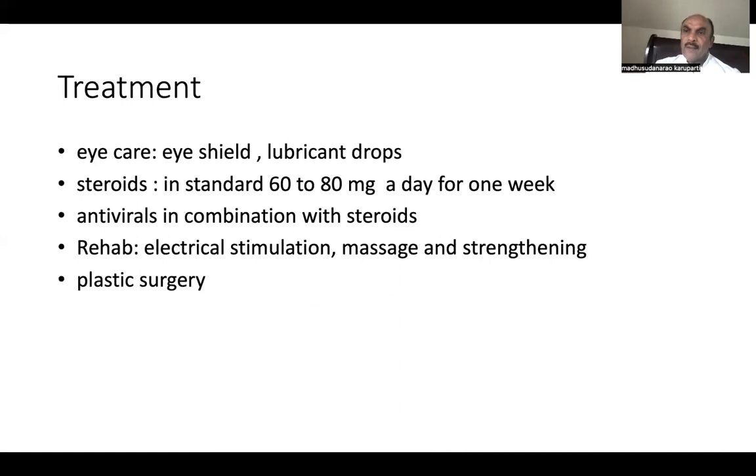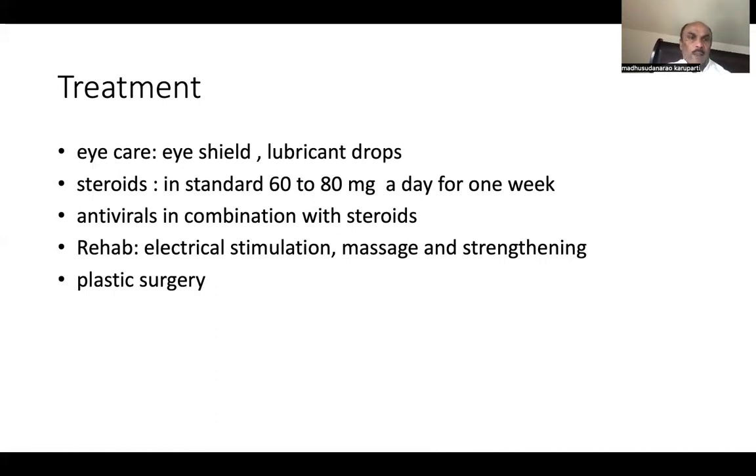Then coming to the treatment, there are no clear-cut guidelines with regard to the treatment of Bell's palsy because it is idiopathic. But steps of management include eye care, steroids, antiviral drugs, rehabilitation, and plastic surgery. Eye care is mandatory in all the patients in order to avoid visual loss, because exposure keratitis due to dryness may involve damage to the vision in course of time if neglected. So we advise eye shield and lubricant drops, the tear drops, to have adequate protection.